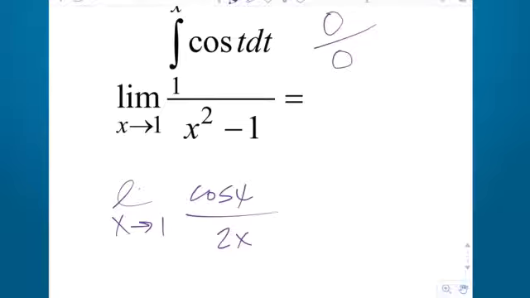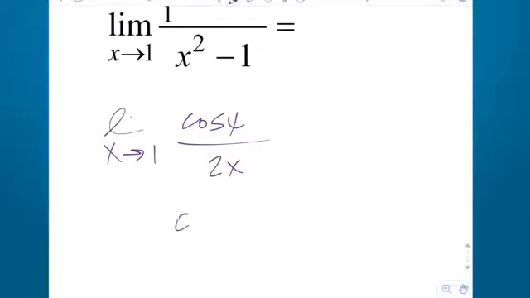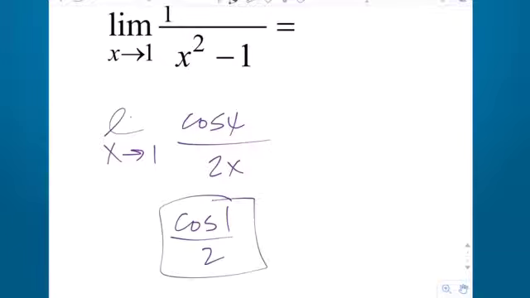Now we use direct substitution, and we get cosine of 1 over 2. And that's about it. There's the answer.